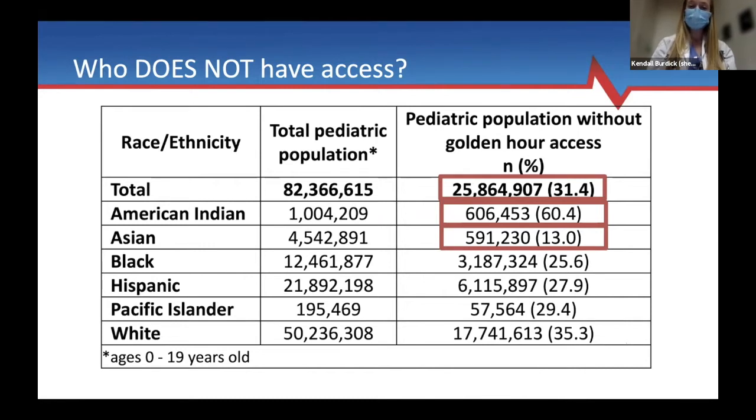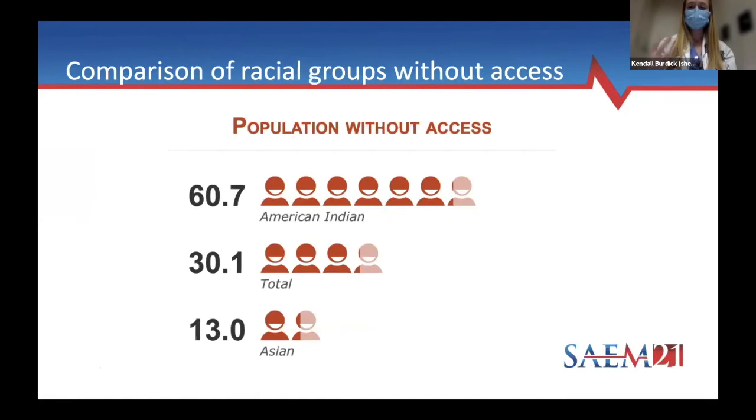When we look at the racial and ethnic groups, we see substantial inequities and disparities. We see a great range, from 13% of the Asian population not having access to upwards of 60.4% of the American Indian Alaskan Native population not having access. Just for a more visual representation of this inequity, we see a significant population of 30.1% of the whole pediatric population not having access, and then substantial variety in racial and ethnic access levels.